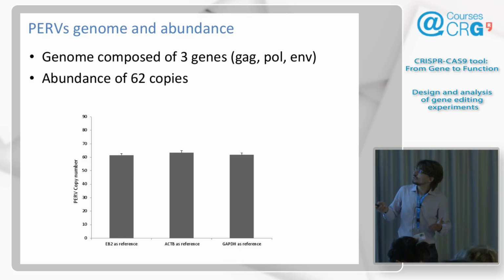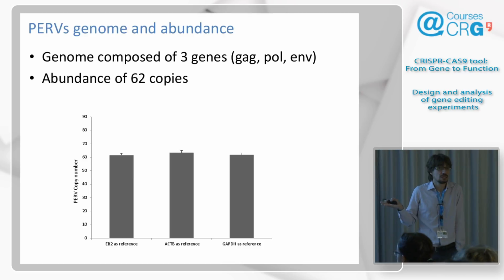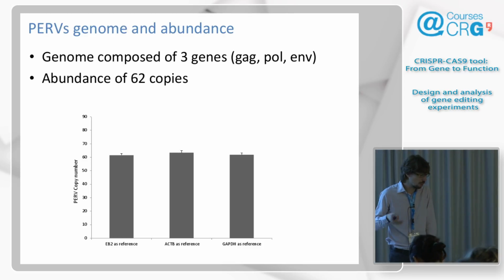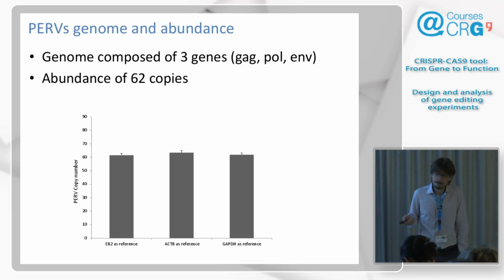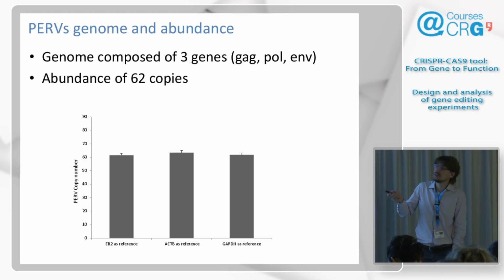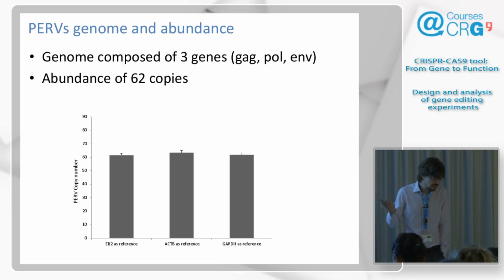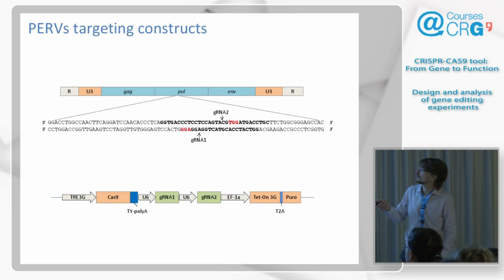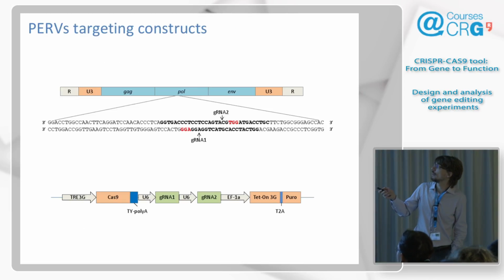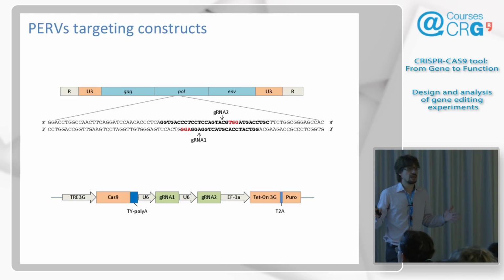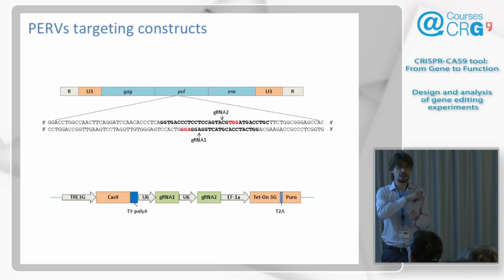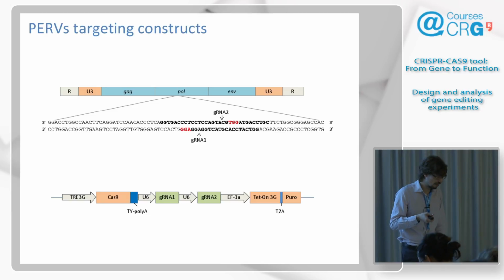How are these distributed? Normally it's a repetitive element, so in all pig genomes there are multiple copies. The cell line that we were working with has 62 copies, and they are very simple elements. They are composed of only 3 genes, GAG, POL, and ENV, and some LTRs. The thing that we wanted to do was to inactivate all of them, so inactivate the 62 different copies.